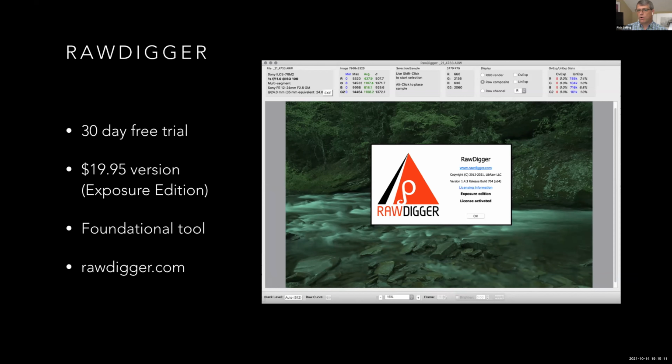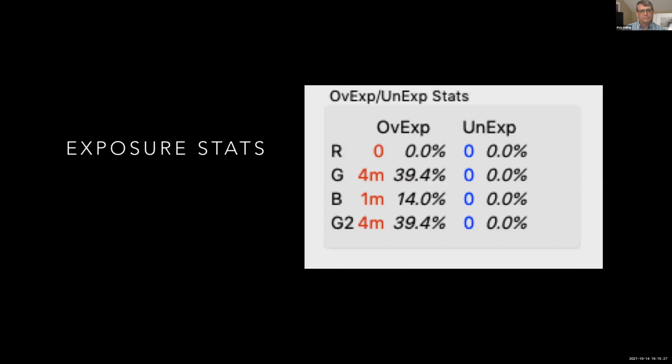And usually I'm working with a bracket of 3 photographs, so I use this to pick the best exposure of that bracket. That's part of the reason for that, but it gives me a lot of information, so I know what I'm getting into when I get to that processing step. And if you go to rawdigger.com, that's where you can download that.